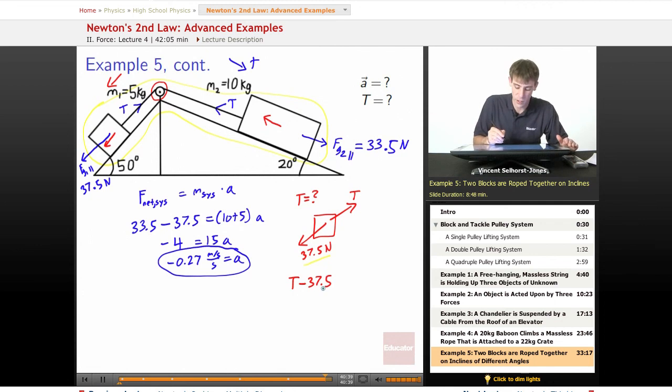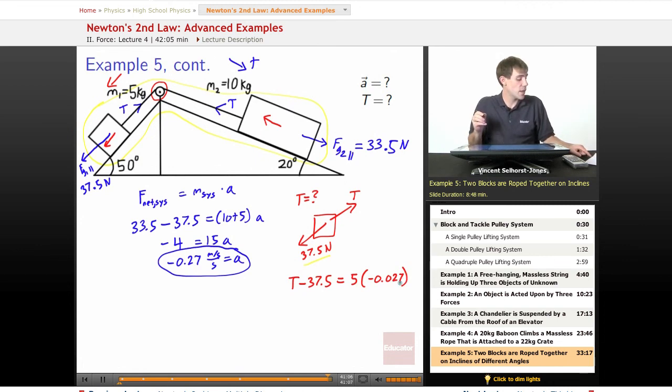That's the sum of our forces on the little block, and it's going to be equal to the mass of the little block, because we're just looking at the little block now. If we looked at the system, we wouldn't be able to see the rope anymore because it's what makes it a system, so we have to look at it piecemeal. So the tension minus 37.5 is equal to the mass of the little block, which is 5, times the acceleration of the little block. The acceleration of the little block, we just solved for it, is -0.27 meters per second squared.